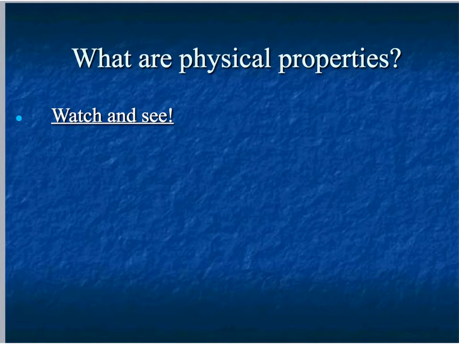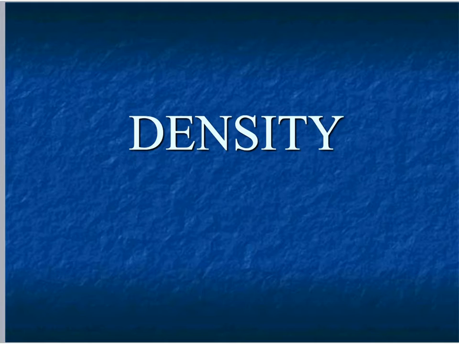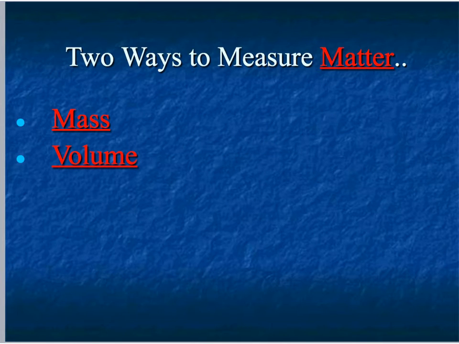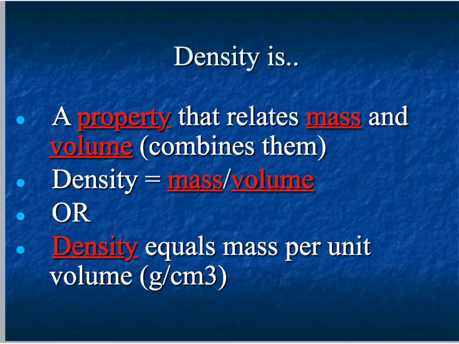What are physical properties? Let's see. Density. Ways to measure matter: we have mass, we have volume. This is something we talked about earlier when we were defining whether something's a solid, liquid, or gas. We look at things like the volume. Okay, density. Density is a property that relates mass and volume. It combines them. Density is mass divided by volume, so you need to make sure you know that.